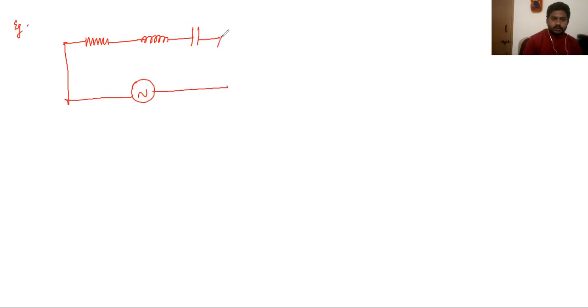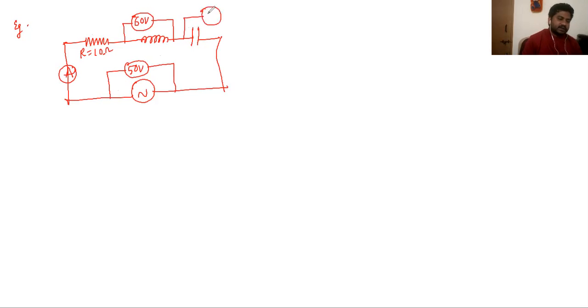Look at this question here. There is a circuit given. There is a resistance here, inductance is here, a capacitor is also here. An alternating source is connected to this. And they mentioned 50 volt is applied voltage for the complete circuit. There is an ammeter placed here. The resistance is given as 10 ohm. The potential difference across the inductor is given as 60 volt, and the potential across the capacitor is given as 100 volt. You can say this is capacitive dominance.